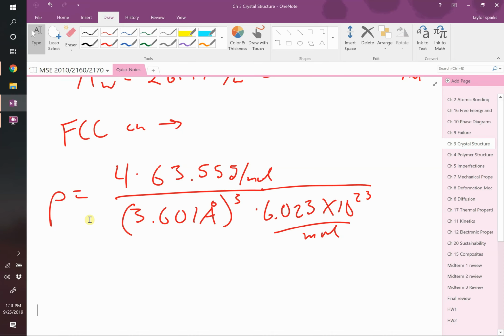So let's do this in grams per centimeter cubed. That's a much more reasonable density. So we're going to get rid of this stuff, and we're going to do 3.601. To turn it into centimeters, it's times 10 to the negative 8. So e to the negative 8 gives us centimeters. Cube that. So punch that in for me. What do you get?